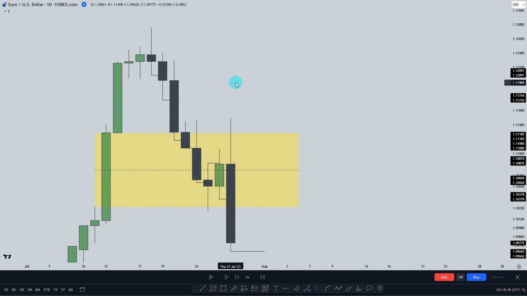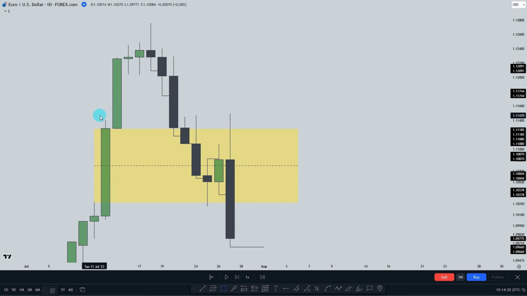And also in the meantime, when price is creating a form of PDL raid, that is also a confirmation that price is willing to target previous day's low and previous day's high.